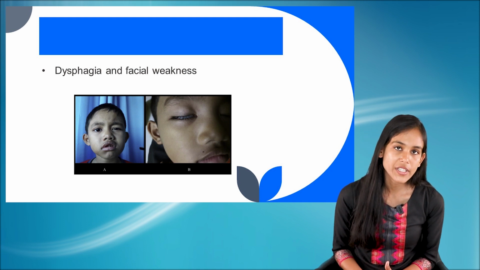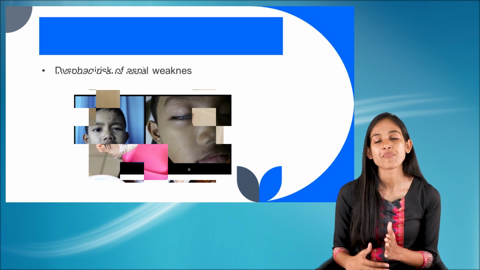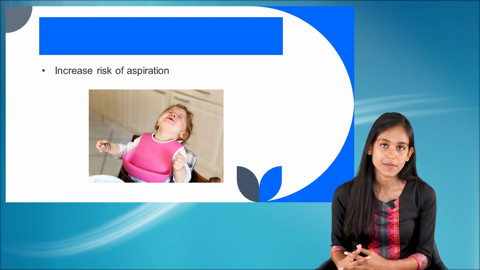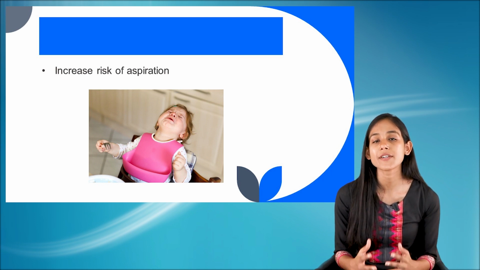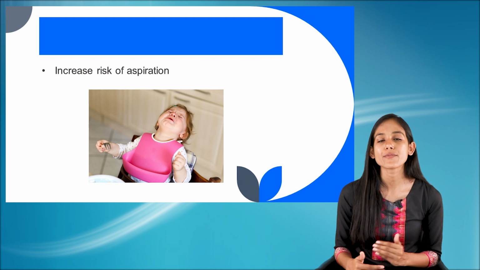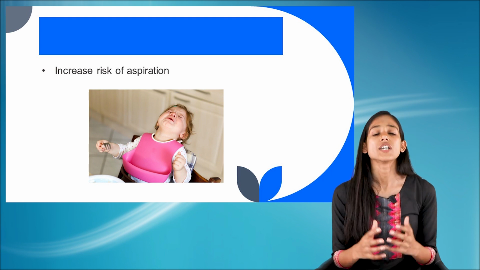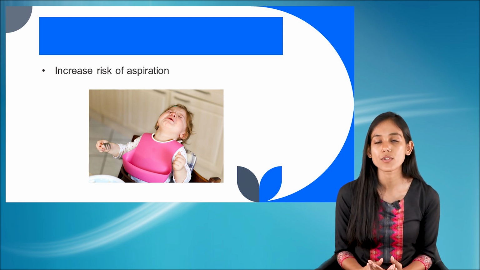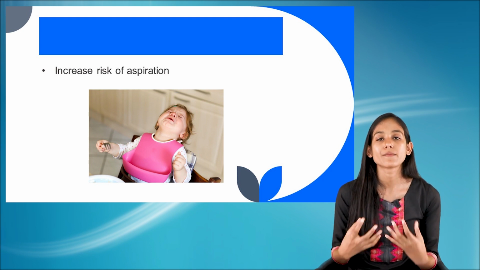And along with these things, it would interfere with eating, and it would increase the risk of aspiration. So as you can understand, this is an ascending weakness, right? And over time, what would happen? The facial muscles would also become weak.